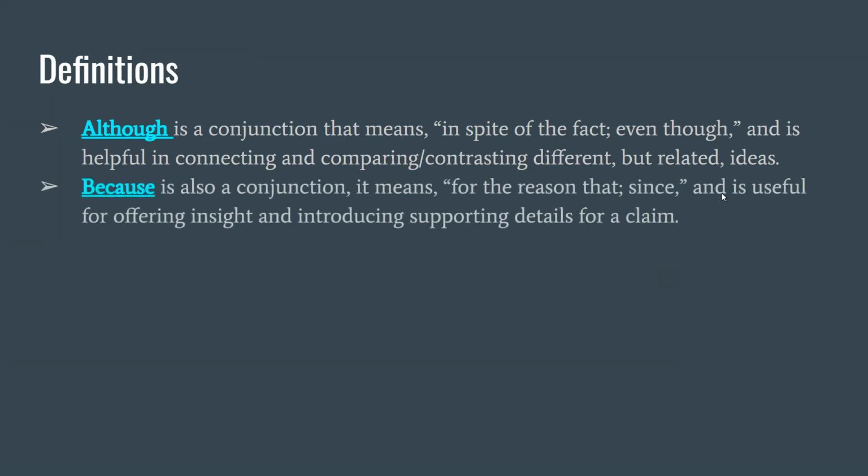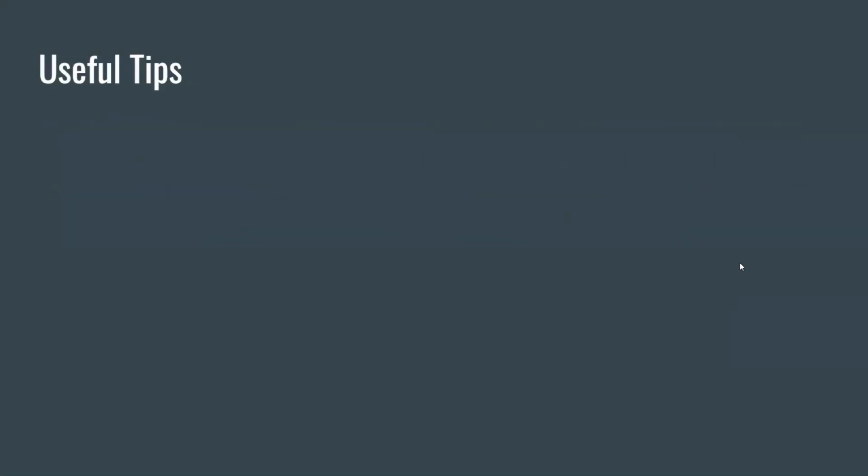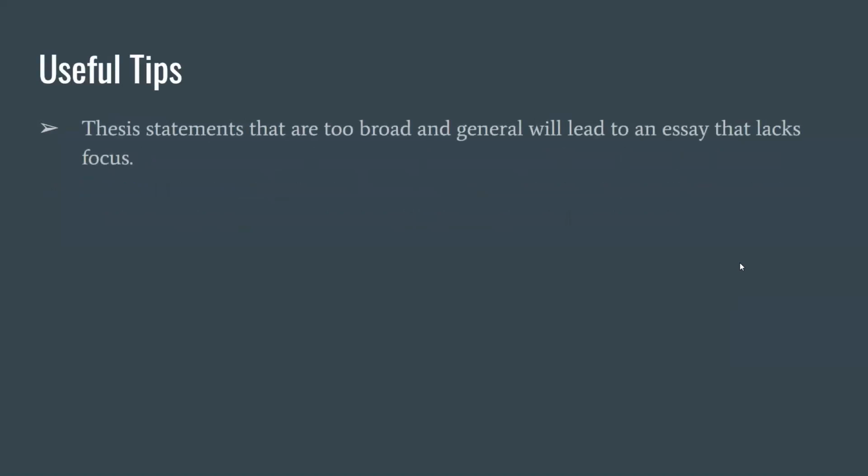Now, because is also a conjunction word that means for the reason that. It is useful for offering insight and introducing supporting details for a claim. So when you're asserting why ice cream is a great summer snack, you're telling them why, and they know that information is coming when you use a word like because. I know that one's a really simple one too, but you can't say I didn't tell you.